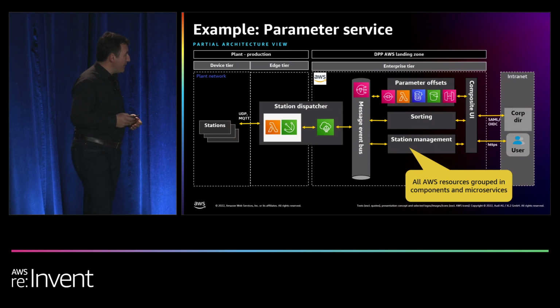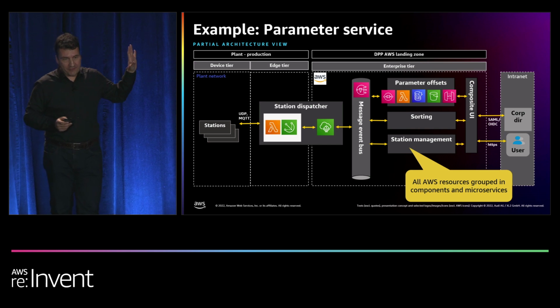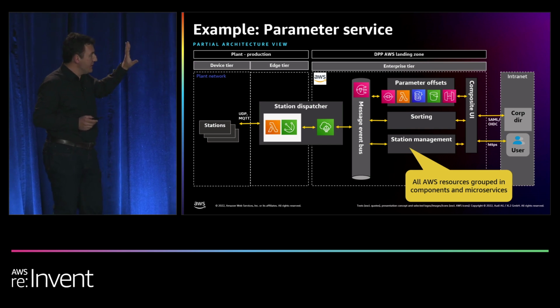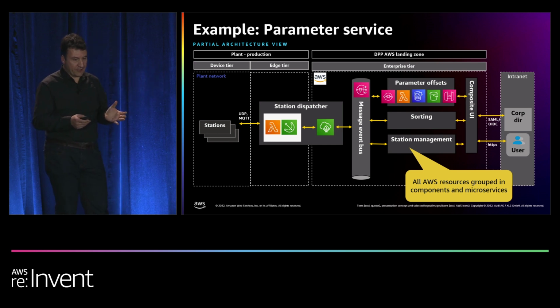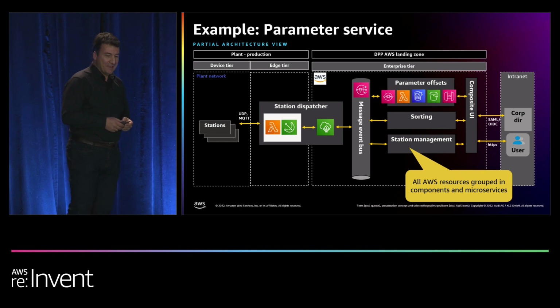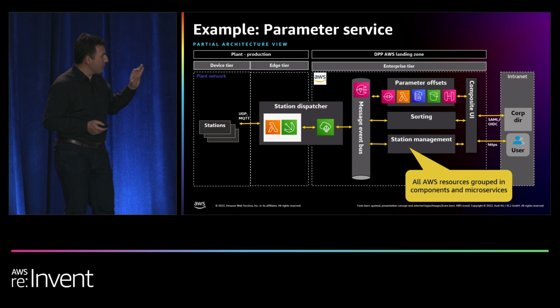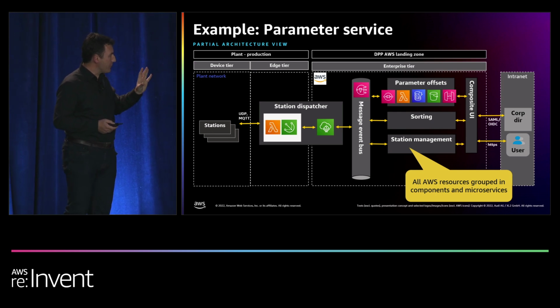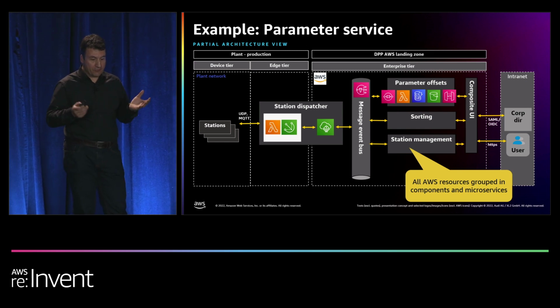So let's take the example of our parameter service. This is a very simplified view of the architecture, but what you can see here is that we grouped our AWS resources in components, so in boxes. This is architecture, boxes and arrows. And they are grouped, and you may also see it is not only microservices that are grouped, but also a message event bus. This is also a component in this way.